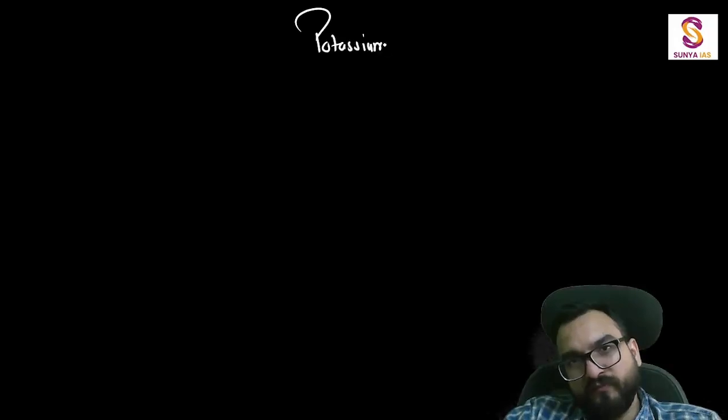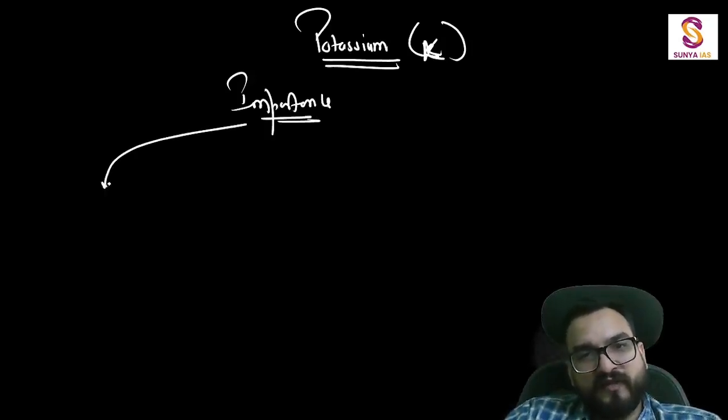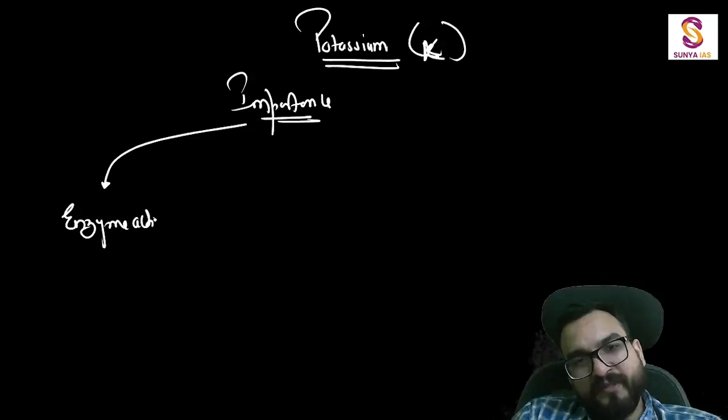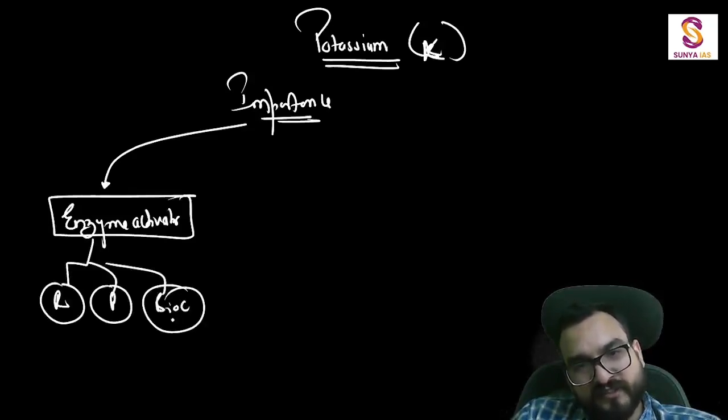Now, guys, you understand about potassium. Okay, potassium, molecular formula K. First of all, the importance of potassium. You will be finding it first of all as an enzyme activator. What do you mean by enzyme activator? The enzymes needed in the process of respiration, photosynthesis and other biochemical processes.